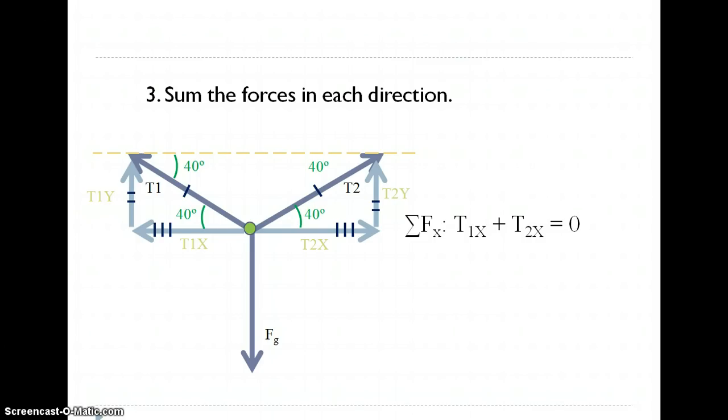Remember, when I say not accelerating, that might mean it's not moving, so it could be stationary, or it could be moving at a constant velocity. So anything that is not accelerating has to have the sum of the forces equal to 0 in each direction. For my y direction here, I've actually got 3 forces: T1y, T2y, and Fgy. When I add all 3 of those together, it's going to equal 0.